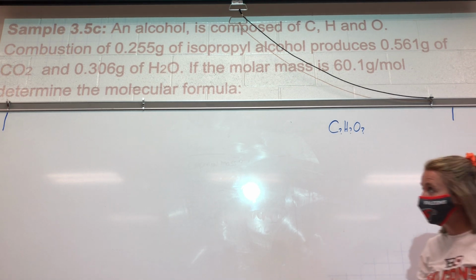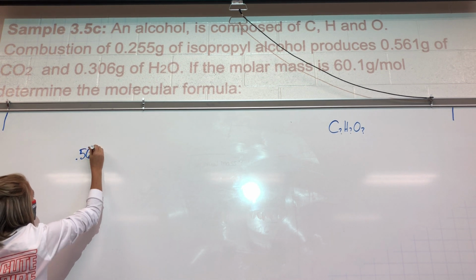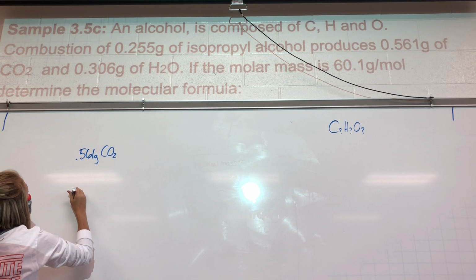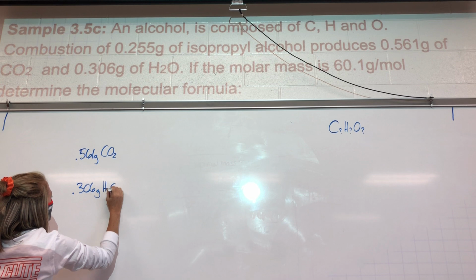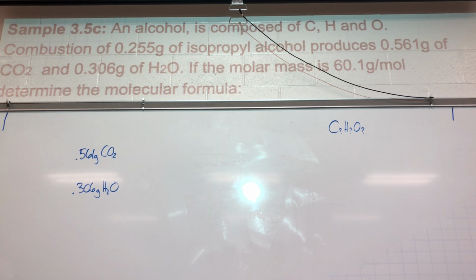Now, our given information is a little different this time. This time we know that we have 0.561 grams of carbon dioxide and 0.306 grams of water. So with combustion analysis, we're already given a gram amount, but they're grams of a compound. Step 1 is we need to isolate the individual elements from the compounds into moles. So we need to know how many moles of carbon, hydrogen, and oxygen we have. Similar to before, just little extra steps here.